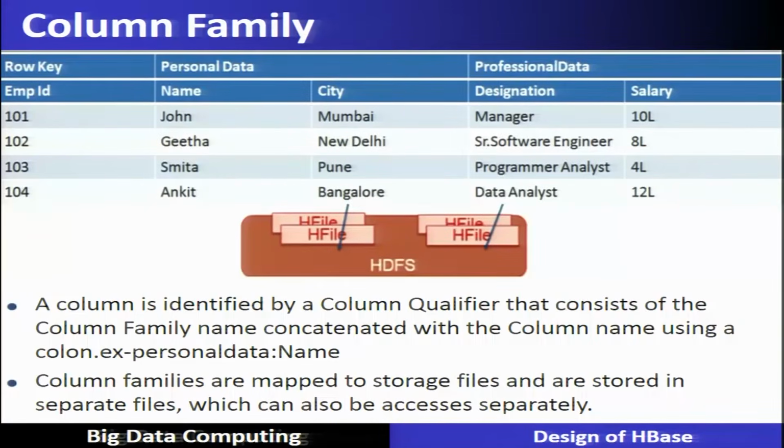Now, column family: a column is identified by the column qualifier that consists of the column family name concatenated with the column name using a colon, for example personal data colon name. So here we can see that the column is identified by the column family name concatenated with the column name using the colon. This is the column name, and this is the column family name.